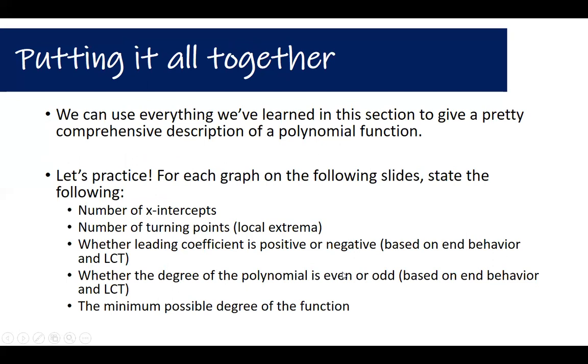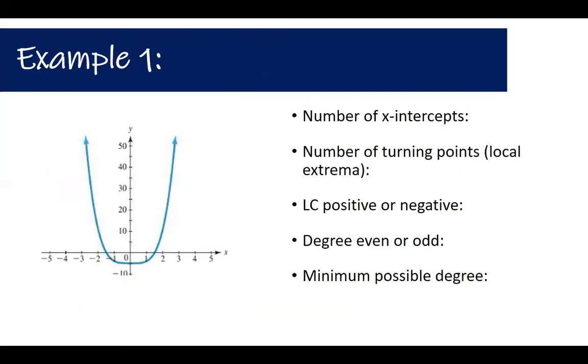So we can put all of this together and compose a description of the function. For each of the graphs that we're going to see, we're going to do a few examples, and hopefully you'll pause and play along and make sure that you're good to go, because you're going to see things like this on your test. You want to tell me the number of x-intercepts, the number of turning points, whether the leading coefficient is positive or negative based on that end behavior, whether the degree is even or odd based on that end behavior, and the minimum possible degree of the function. So let's do the first one together.